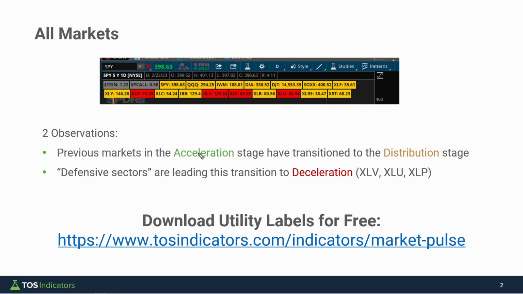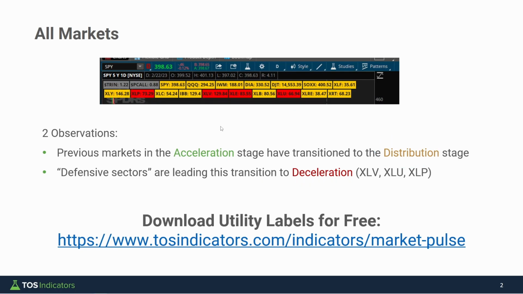Just last week, most of these markets were in a stage of acceleration. Price action was coasting upwards. With the sell-off so far this week, price action has now transitioned to a stage of distribution. However, the sectors leading this transition down to deceleration, if we take a look at the labels, are our defensive sectors. Sectors like XLP, XLV, and XLU.